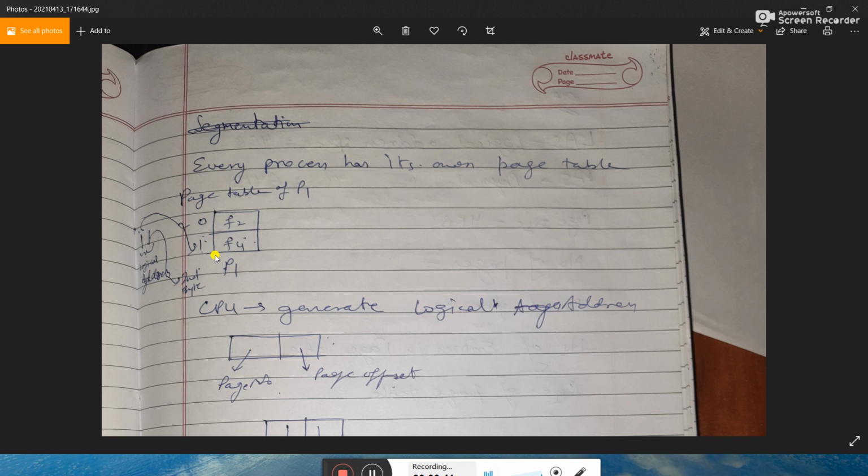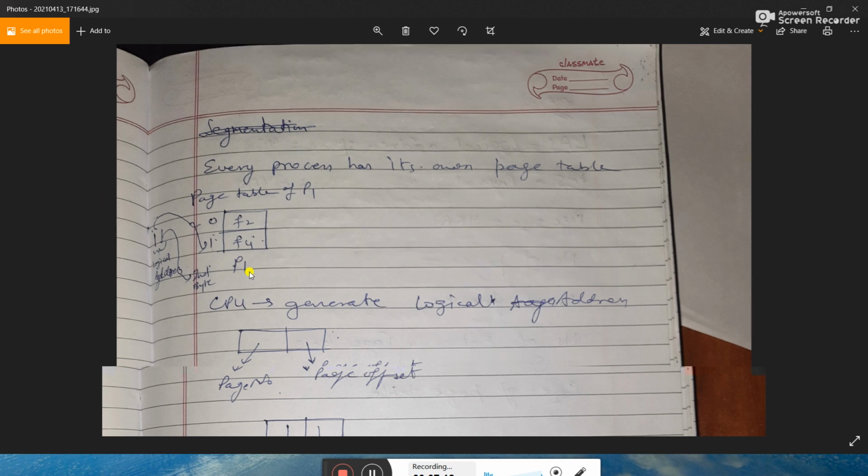So in that case, what will we do? We need only 1 bit for accessing my 2 bytes. So that is 1, which is my second byte, and it is your offset also, and the first one is my page number, so 0 1. This page table is in main memory.